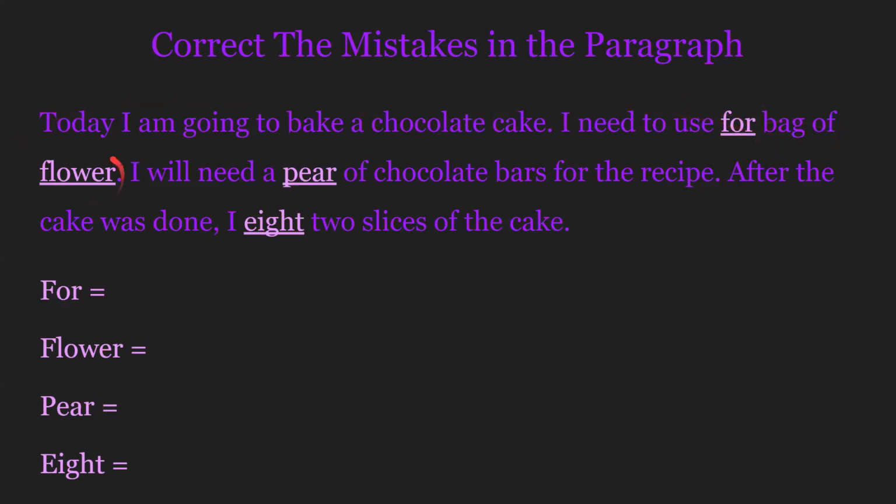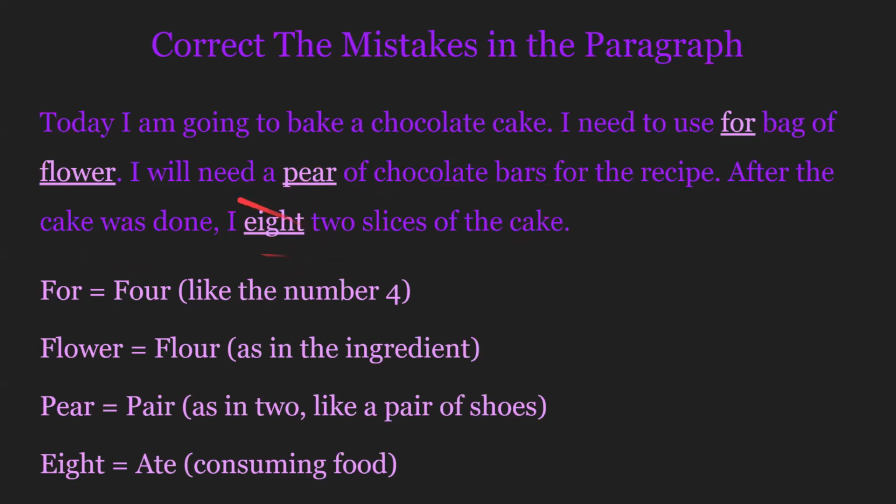And bags of flour. This flour is also incorrect because a flower, we're thinking of the plant. When we want F-L-O-U-R, as in the baking ingredient. I will need a pair of chocolate bars for the recipe. This one is the pear as in a fruit, while we need the pair that is P-A-I-R. That means 2. And after the cake was done, I ate 2 slices of the cake. This is the number 8. We want the one where we talk about eating it.